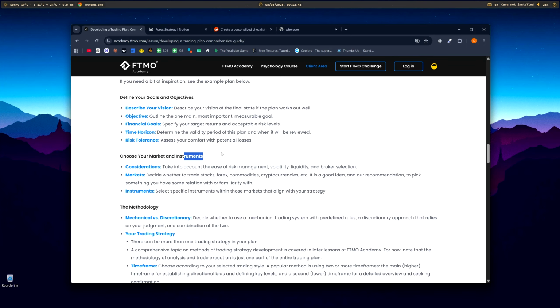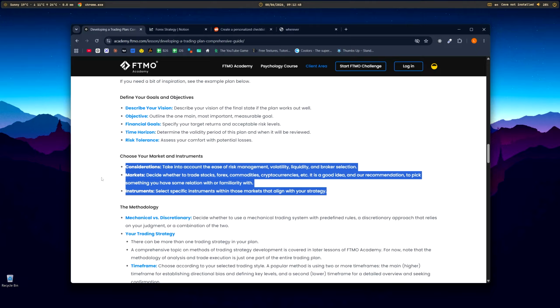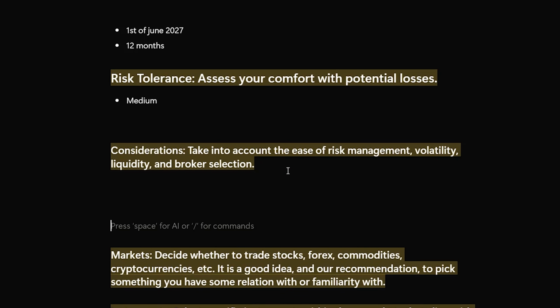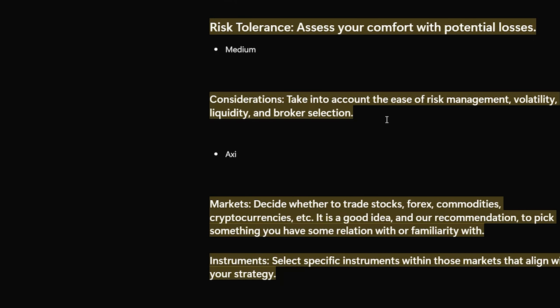So now we choose the market or instrument. Let's take this and paste it here. Consideration: take into account the ease of risk management, volatility, liquidity, and broker selection. I'm going with Axi, my broker, and I never had any problem with them. My first account is a 50 euro account because I'm poor.